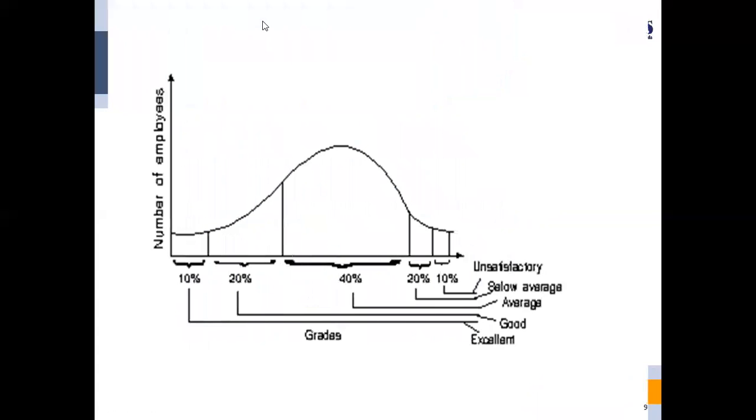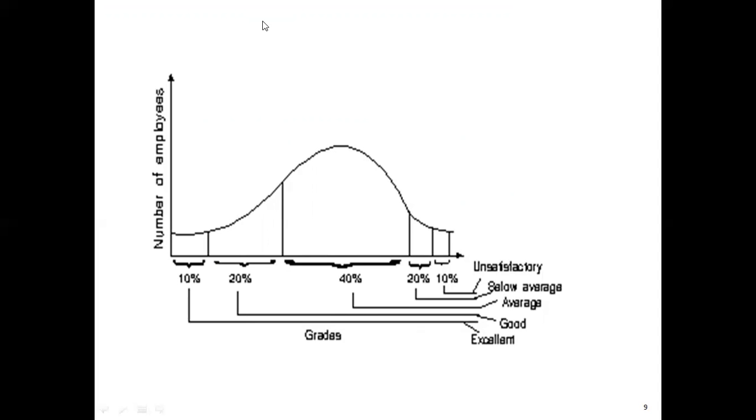So we can have a look at this bell-shaped curve. In this, 10% of employees have excellent grades, 20% have good grades, 40% have average grades, 20% have below average, and 10% have unsatisfactory grades. But in this method, employees are placed into the correct category and not ranked within the category.